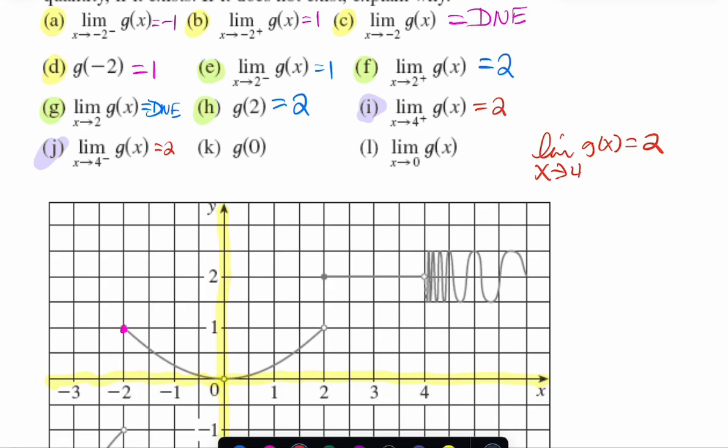Do we land at a height of 2 at 4? No, it's an open circle. So g of 4 does not exist. So there's one where the limit exists, but the function value doesn't exist. So be careful as to what is happening.